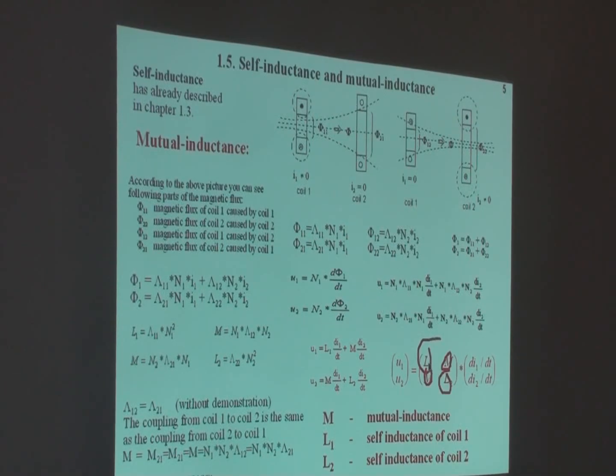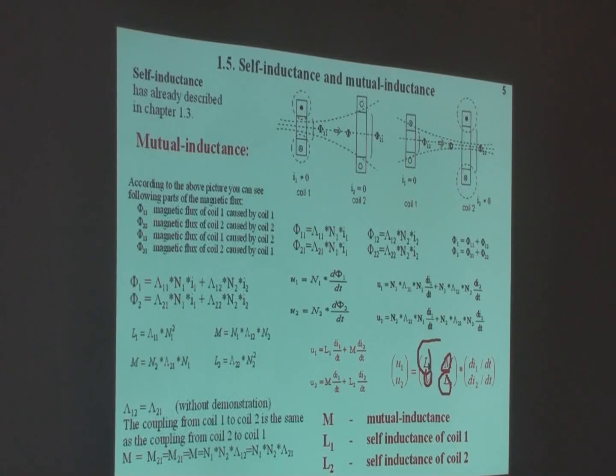So this one was a self-inductance. We have two coils. Each coil has a self-inductance, and we have a mutual inductance. This mutual inductance is the same from 1 to 2 as from 2 to 1. But of course the coupling is the same.